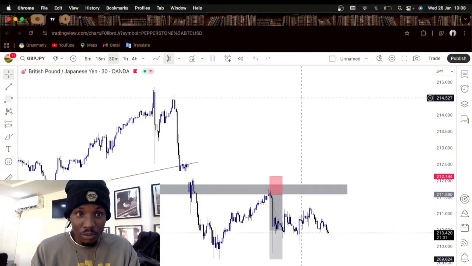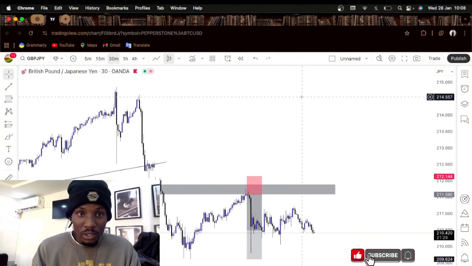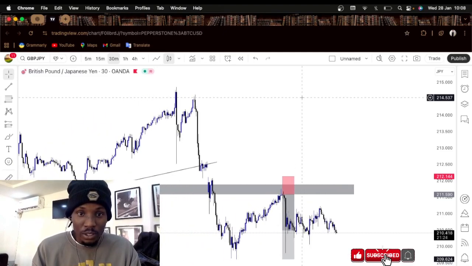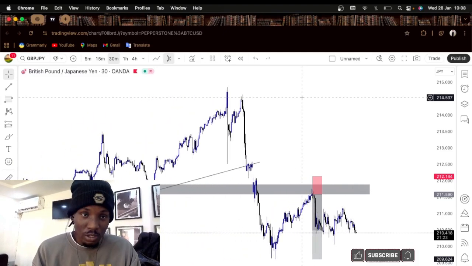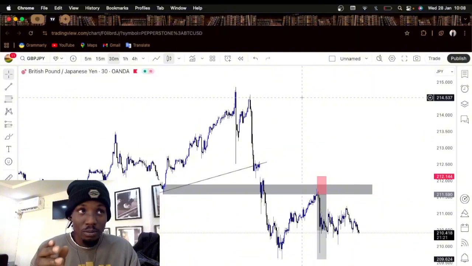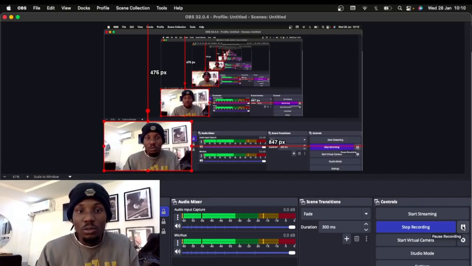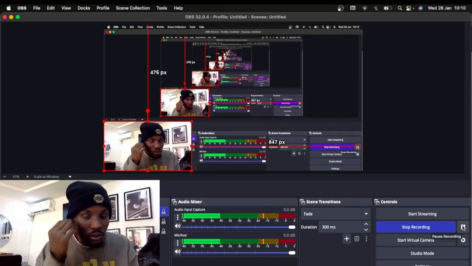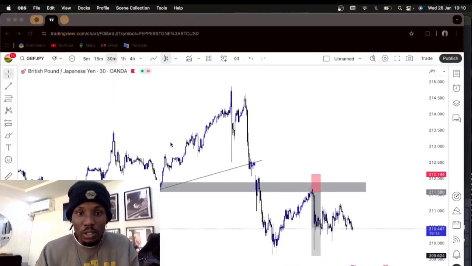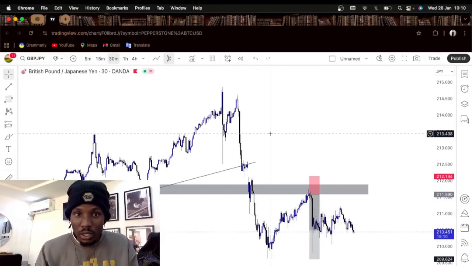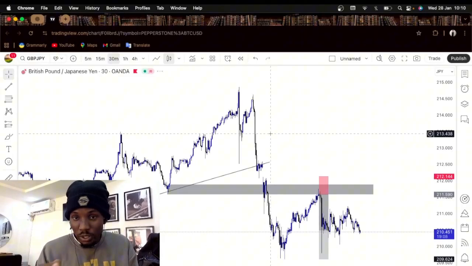Here is GBPJPY. This setup that you're looking at here, I took this trade yesterday, and the reason why I took this trade is because let me just give you guys the breakdown of my analysis. Let's jump to the chart quickly. I was showing you guys this GBPJPY trade, and I said I want to break down my analysis.